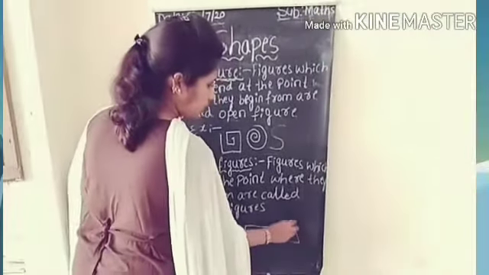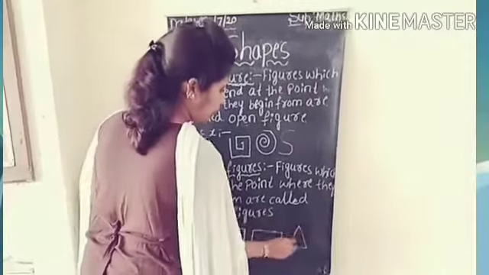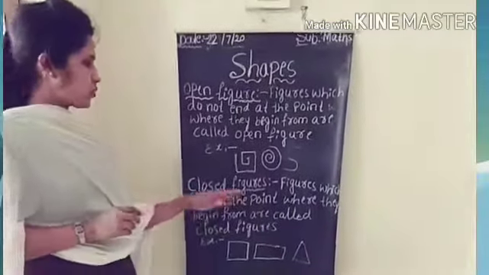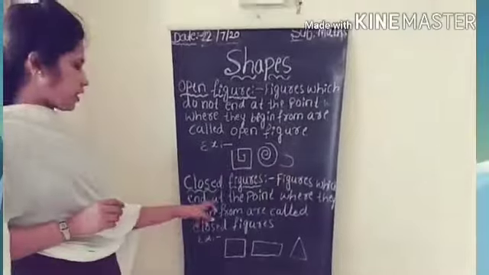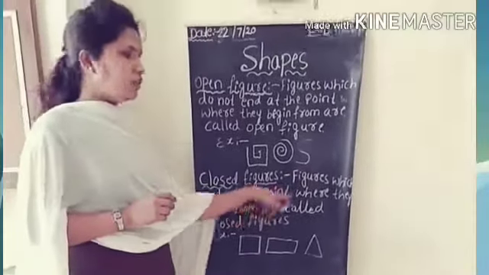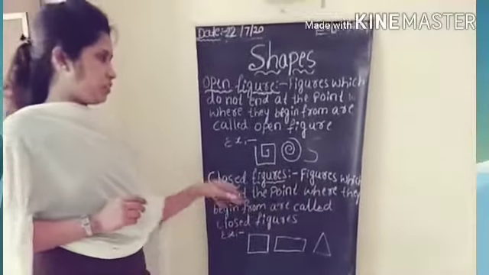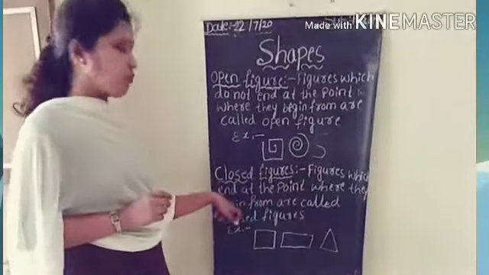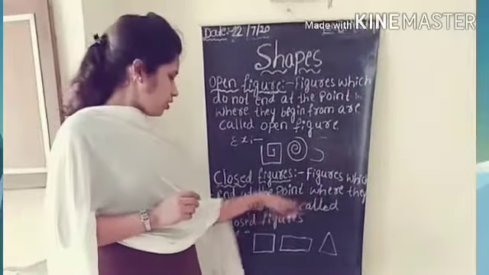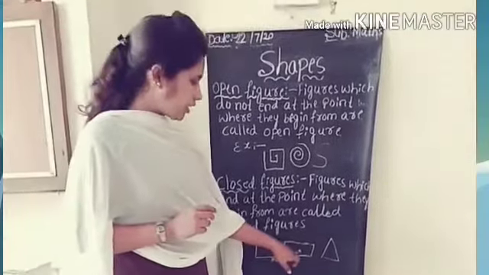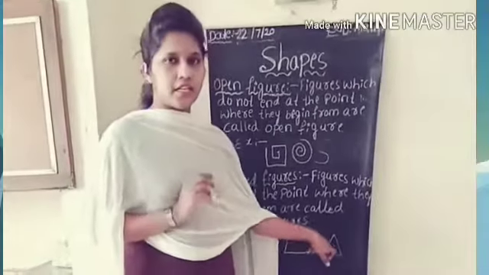See, these have no leakage area. Understood? So figures which end at the point where they begin from are called closed figures. For example, square, rectangle and triangle.